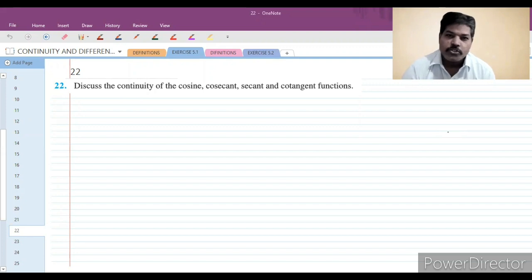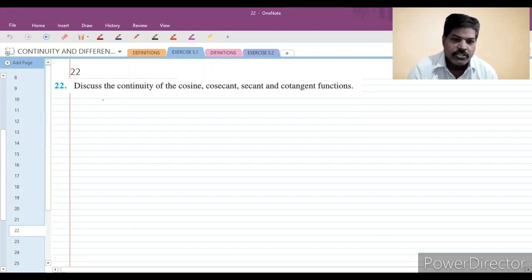See the next question, question number 22. So what is that? Discuss the continuity of the cosine, cosecant, secant and cotangent functions. So what are the conditions? See that one, students. Already we proved it in the previous question. You have to write that proof. What I will take first is this.